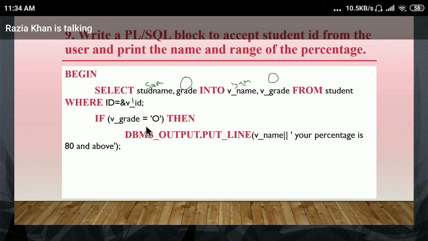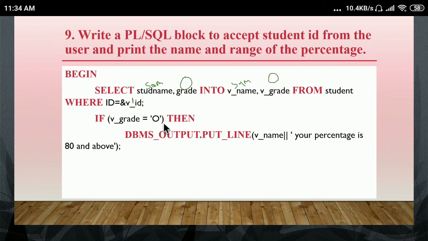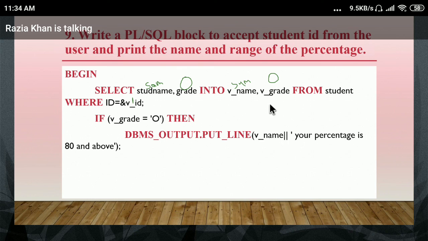In this condition, v grade is equal to O. Is this condition true or false? Yes, everyone. Currently your v grade is O, so this is true. So it will print your student name and that your percentage is 80 and above. Your student name is Sam, so it will print Sam, your percentage is 80 and above.